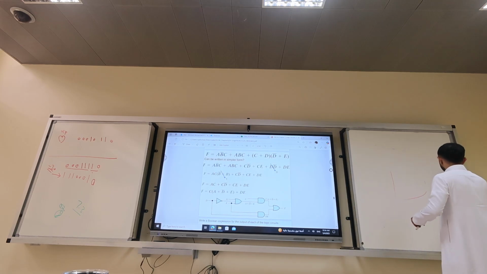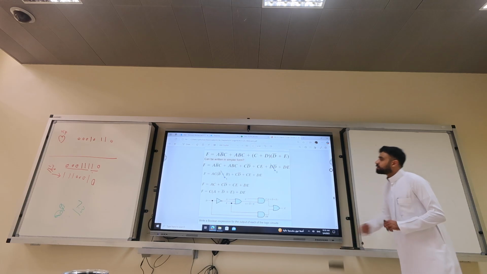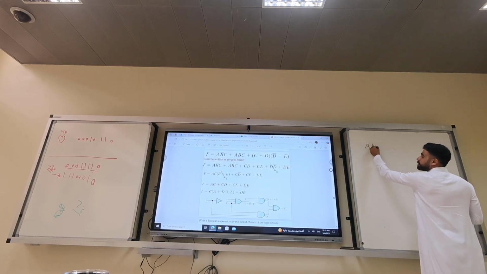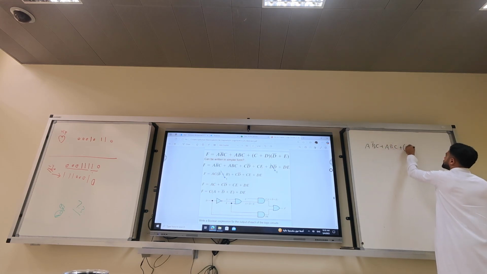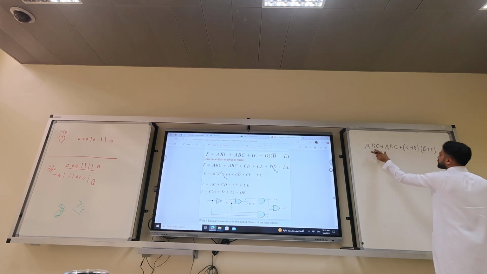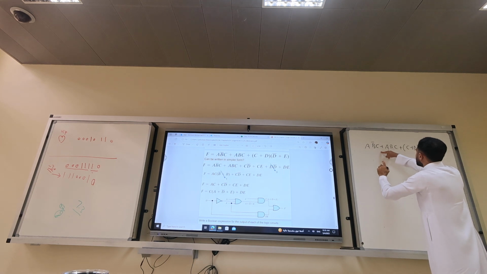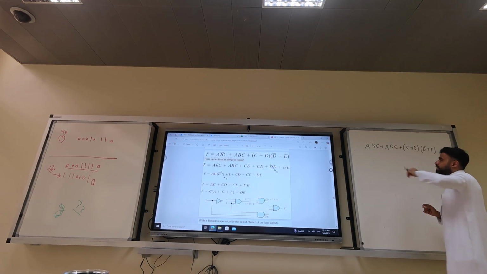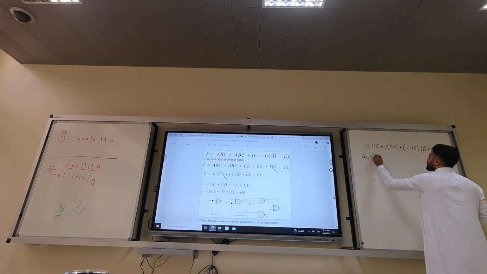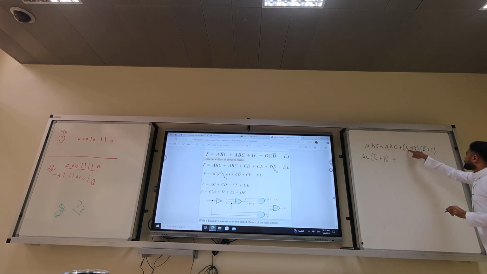You did this in the lab, so that's example number 2. A, B prime C plus A, B, C plus C plus D times D prime plus E. So let's start from here. Can we simplify these 2 terms? Yes. If you take A and C using the distributive law, you will end up with B prime ORed with B. How about this? You will get CD prime plus CE plus DD prime plus DE.